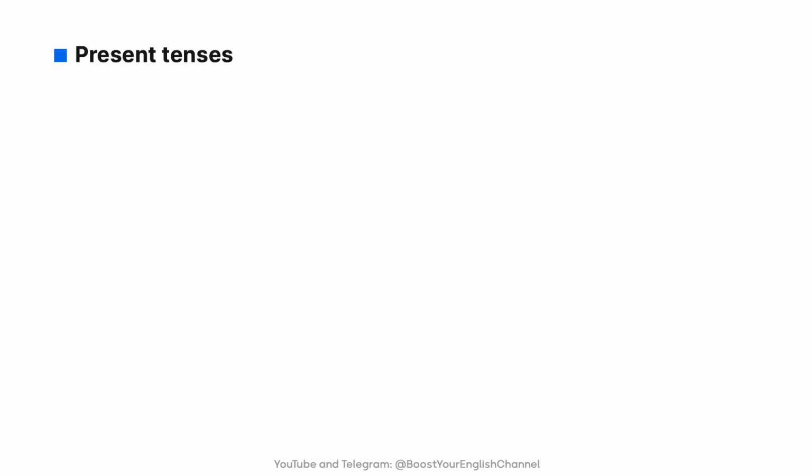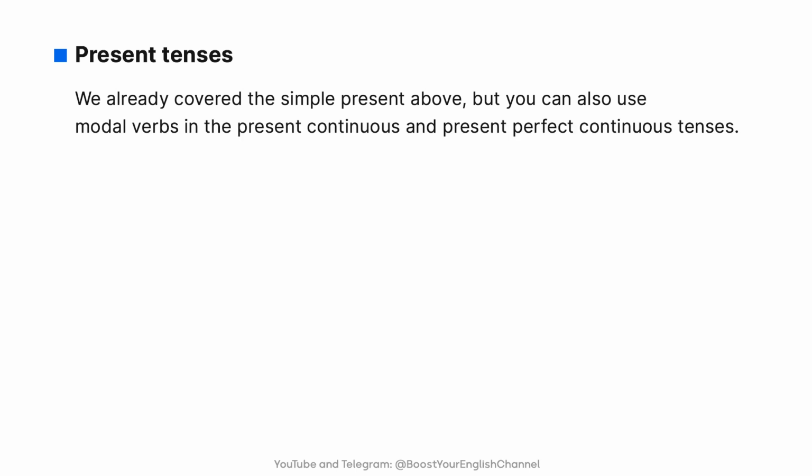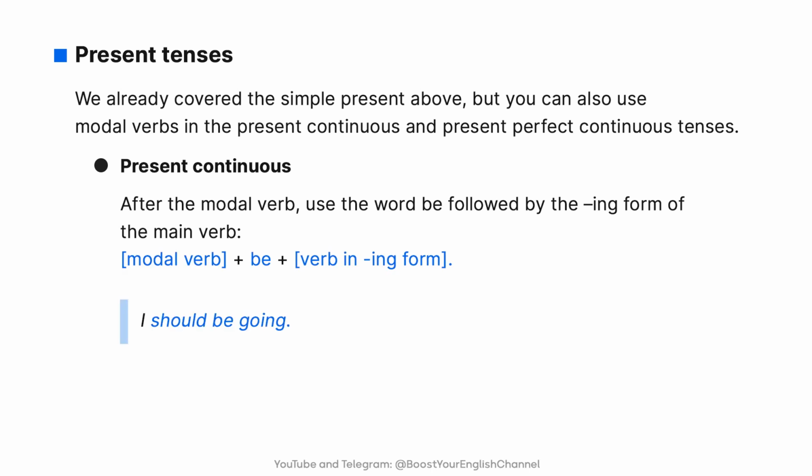Present tenses. We already covered the simple present above, but you can also use modal verbs in the present continuous and present perfect continuous tenses. Present continuous. After the modal verb, use the word be followed by the ing form of the main verb: modal verb plus be plus verb in ing form. I should be going.